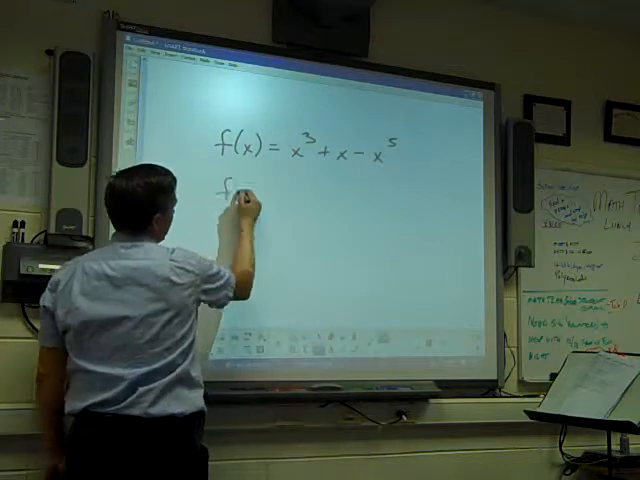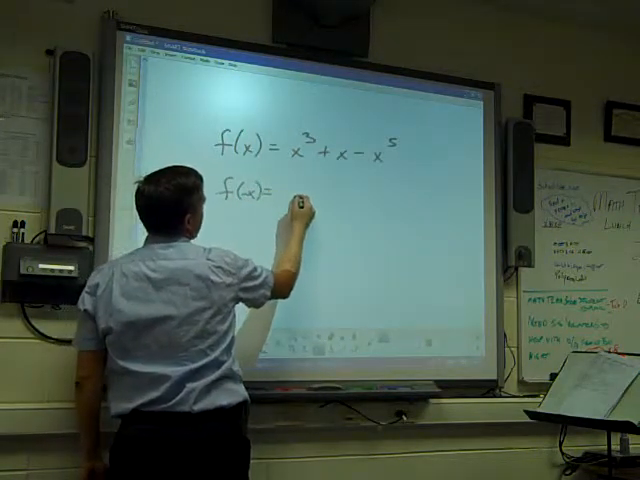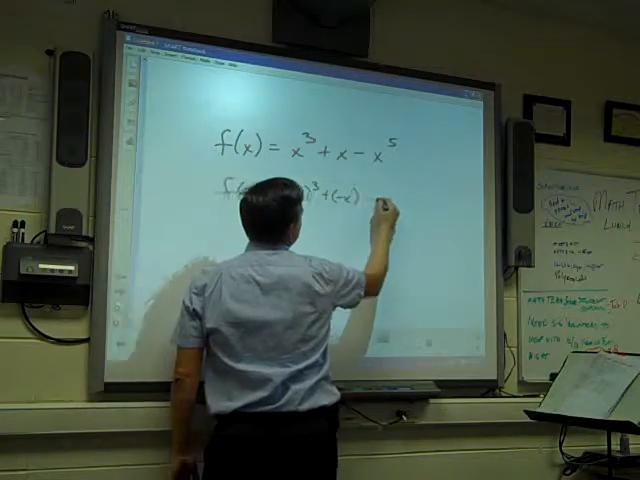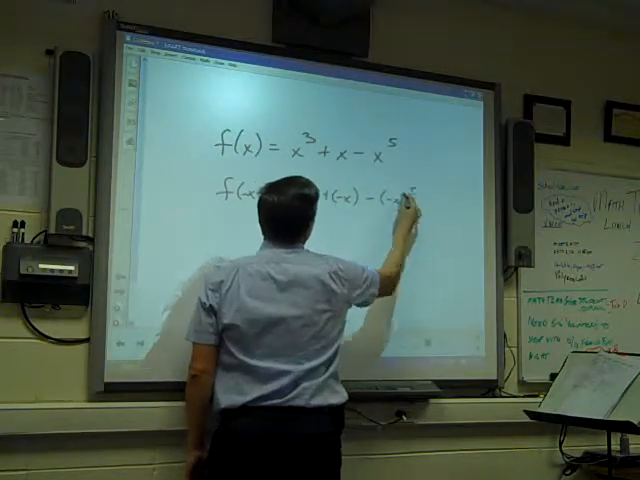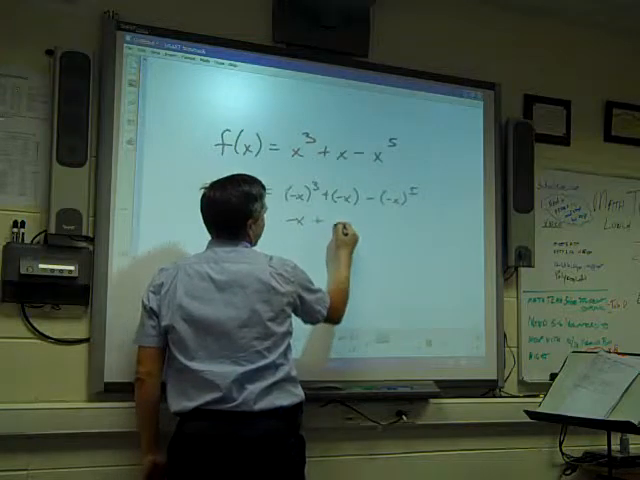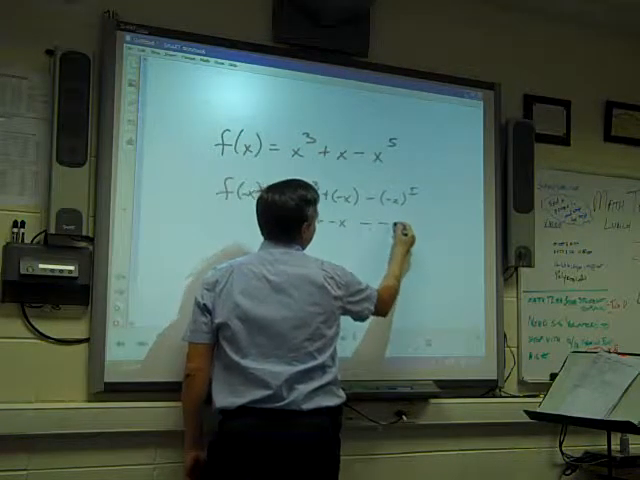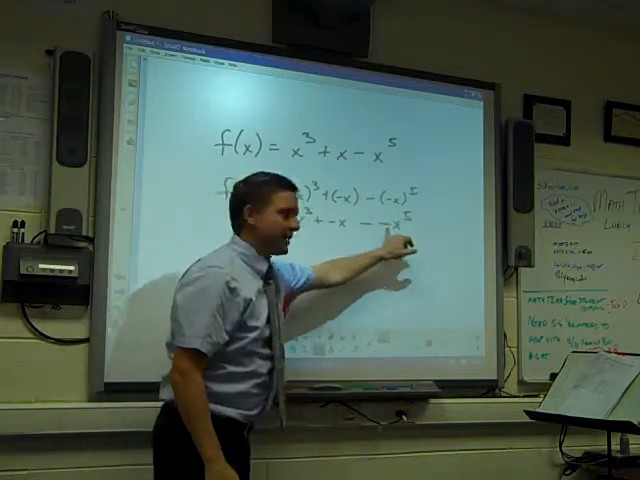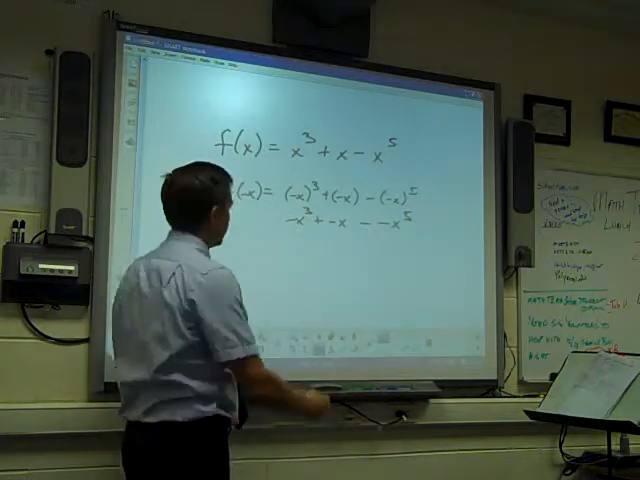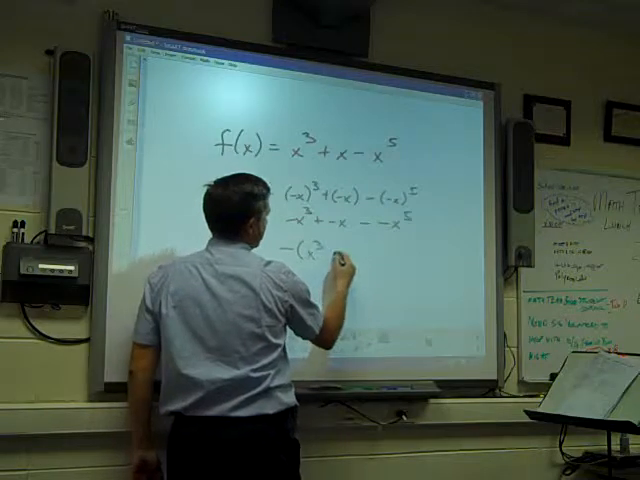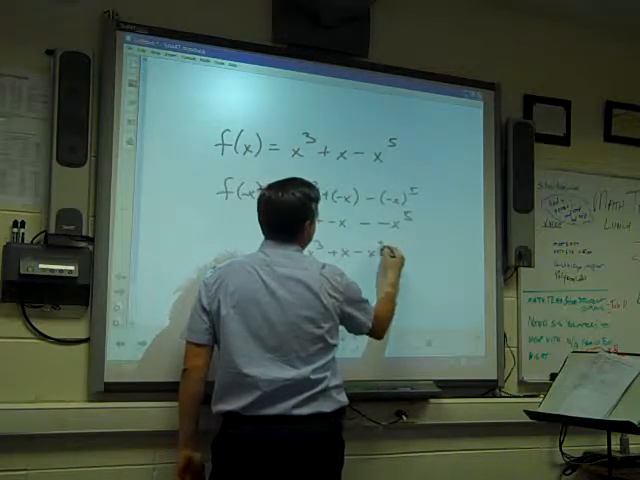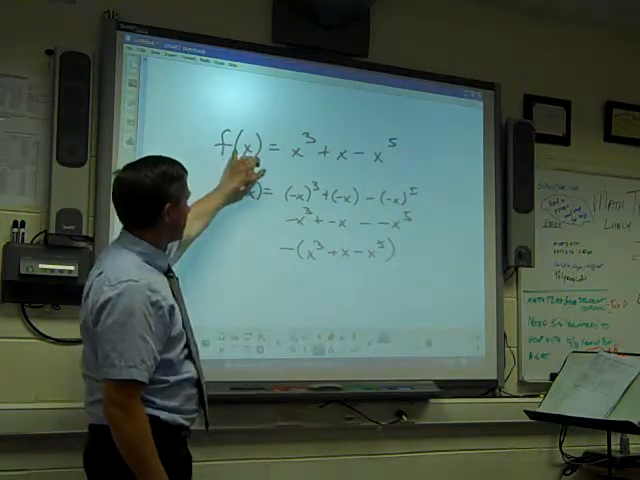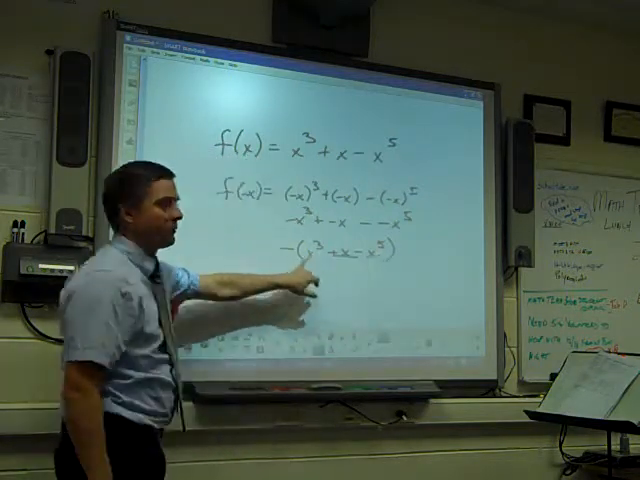All right, let's check our rule. Substitute negative x. Negative x cubed plus negative x minus negative x to the 5th. Negative x cubed plus negative x minus a negative x to the 5th. Can I factor out one of the negatives? x cubed plus x minus x to the 5th. Is it the opposite of the function? Can I put f of x here in place of that?